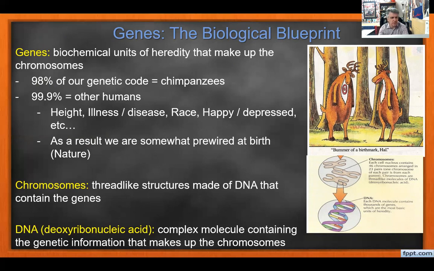We're really, really similar. 98% of our genetic code is just like a chimpanzee. That doesn't say that we come from monkeys, but us and monkeys, we're cousins. We came from the same thing. And all of our genetic code, we're 99.9% like everybody else we see. 99.9%. The only difference is our height, our skin color, our susceptibility to illness, disease.